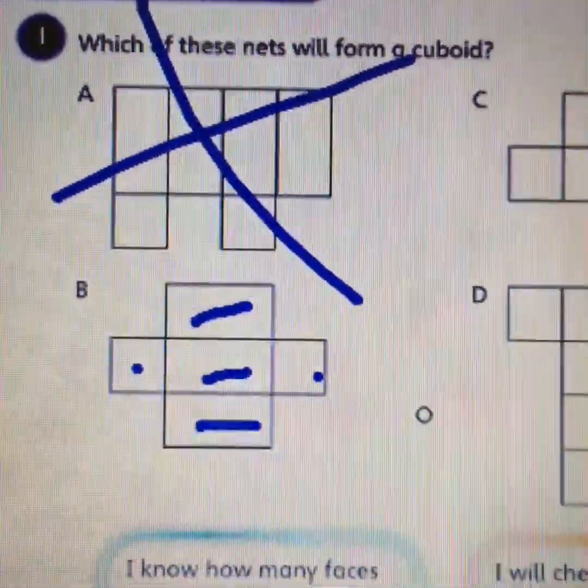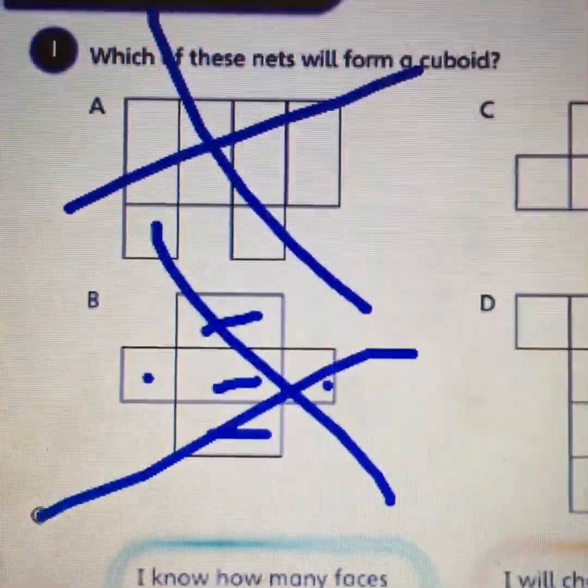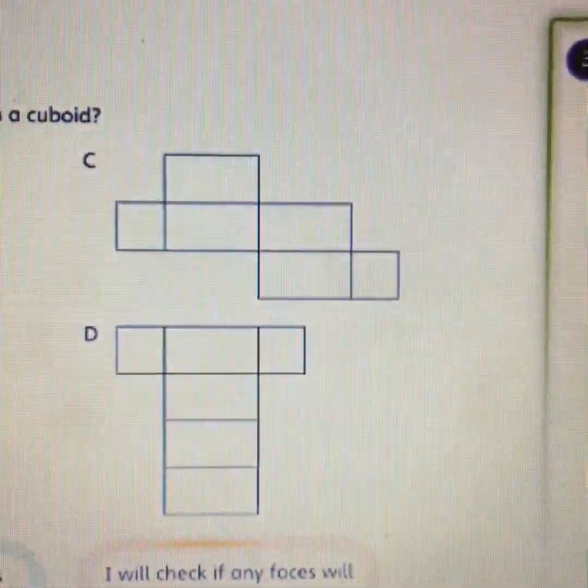Right, let's have a look at B then. Well B, I can see straight away there's a bit of a problem. B has only got 5 faces, and I know that a cuboid has got 6 faces, so that one's not right.